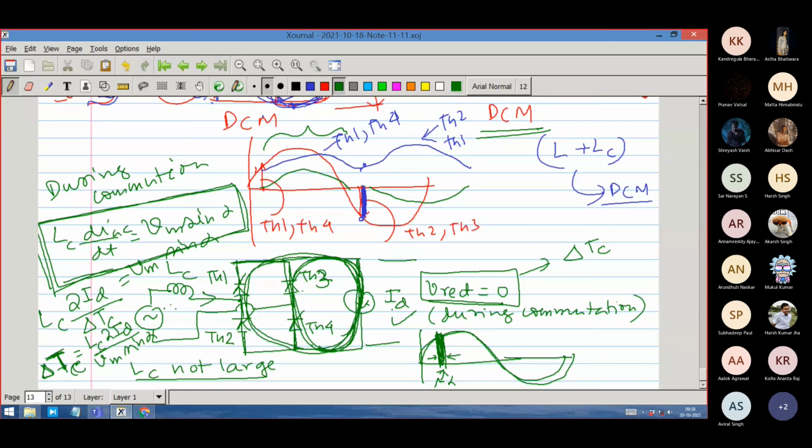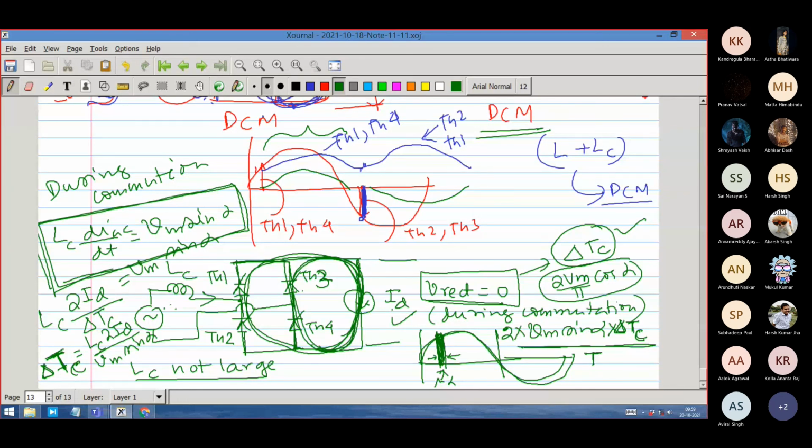How much volt-second is it losing? It is losing Vm sin alpha, and for how much duration? Delta Tc. Right? So the volt-second it is losing is Vm sin alpha into delta Tc. And the average will be divided by T by 2, because there is one commutation per half cycle. So the average voltage it is losing is divided by T by 2. So this will be the expression of the reduction in the voltage.